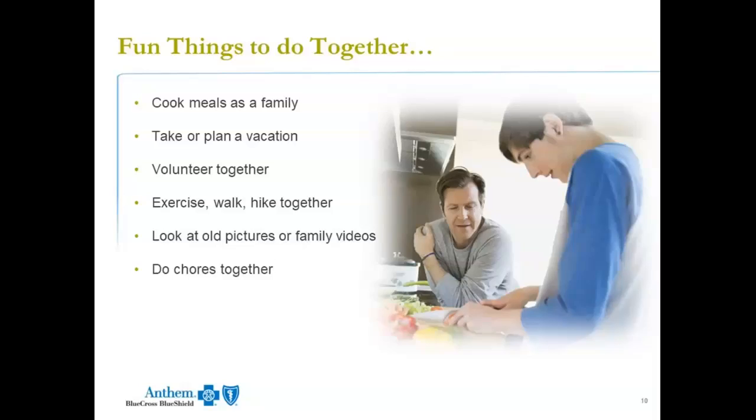Volunteering together as a family teaches the value of helping. It teaches your children the value of helping those who are disenfranchised and caring for folks in your community. As a family, you can exercise, walk, or hike together, and it teaches a great lifestyle habit, and that habit is routine exercise. And then you can look at old pictures and videos and reminisce and teach the children sentimentalism. It's okay to be sentimental.